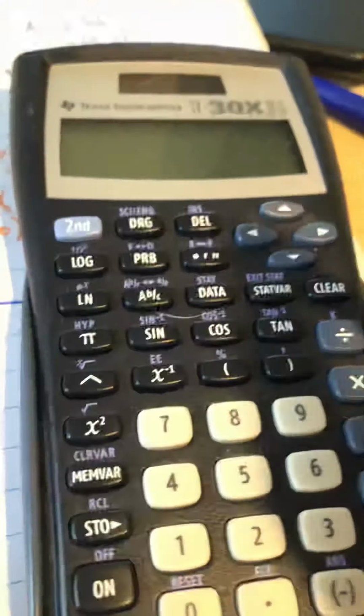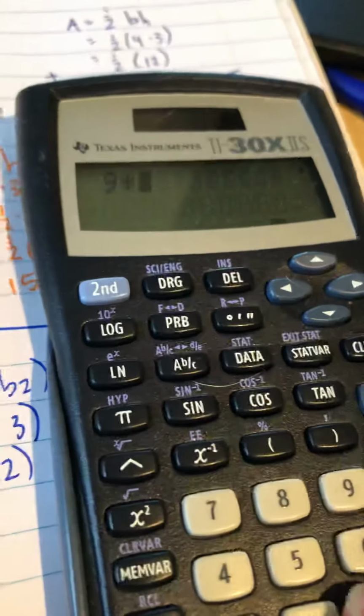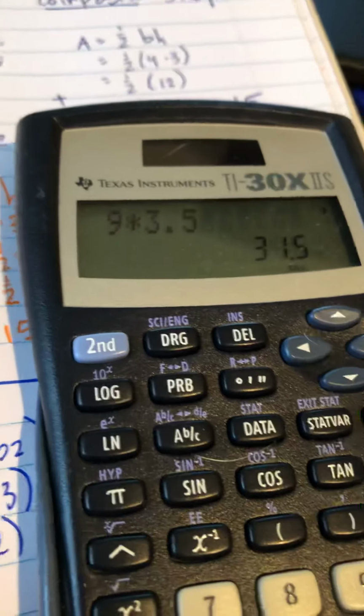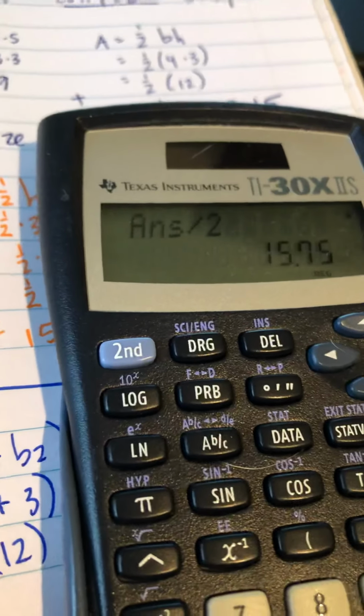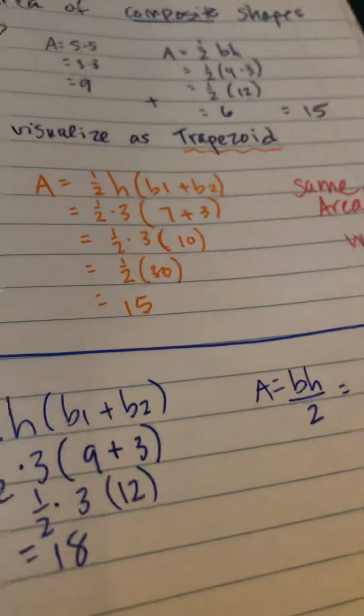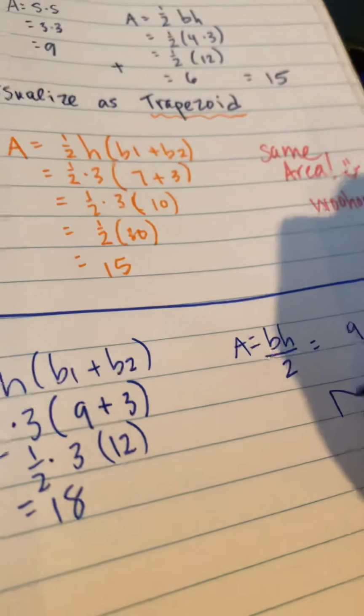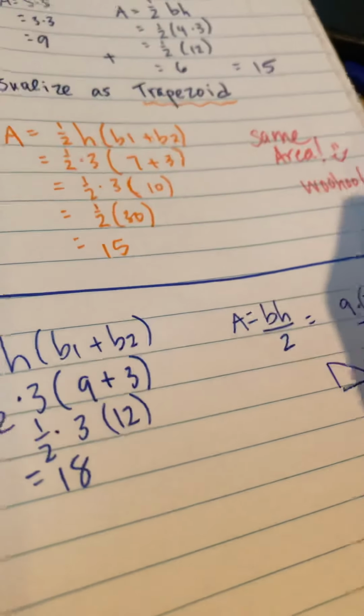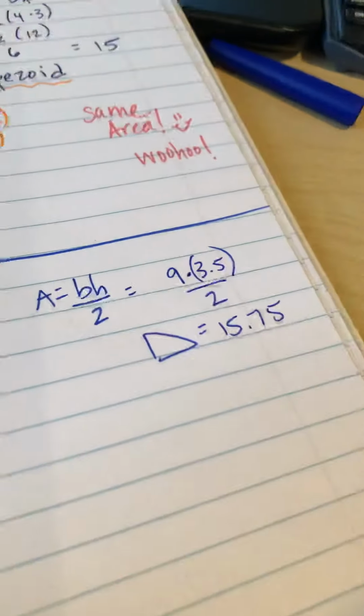All right, we'll use the calculator. So I've got 9 times 3.5. So 9 times 3.5 equals 31.5 divided by 2. All right, so 15.75 is my triangle. 15.75, sorry.